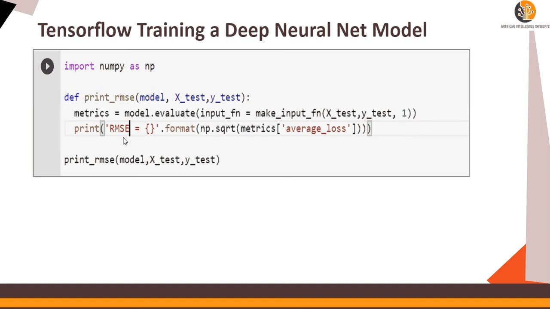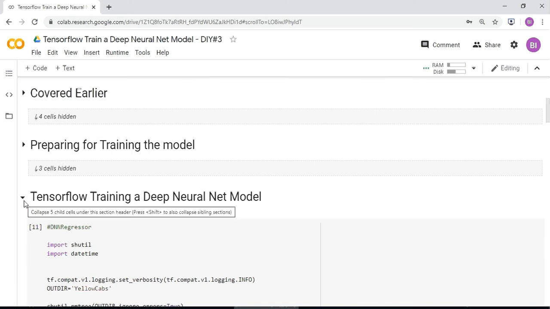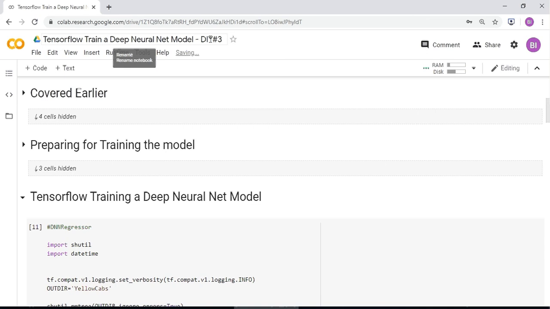All right, let's get on, and once we come back we'll talk about the hands-on exercises. So let's go back and run the code right then. What you've got to do is go to the shared location. The link of Google Drive is mentioned in the video description section, and use this TensorFlow trainer deep neural net model DIY number 3. Now this is your build.